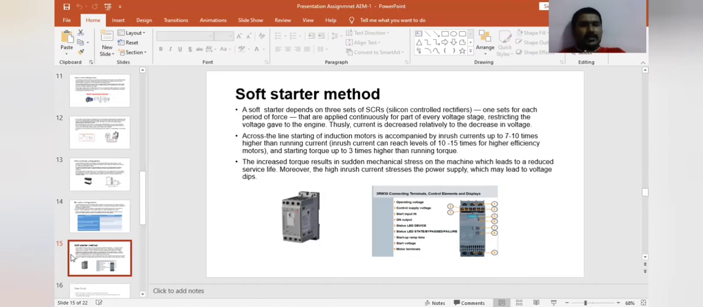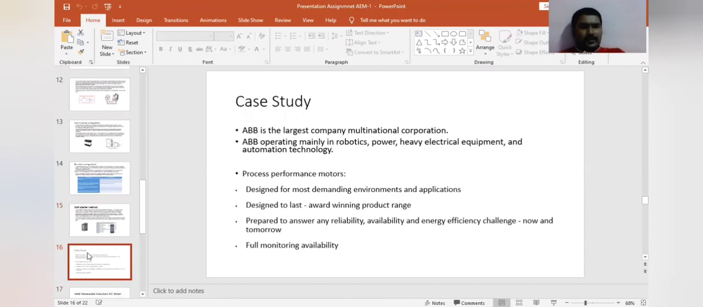So the induction motor draws up to 7 to 10 times of inrush current compared to the running current, which can go up to 10 to 15 times for a higher efficiency motor. The starting torque is up to 3 times higher than running torque. So the increased torque will result in sudden mechanical stress on the machine, which leads to a reduced service life. Moreover, a high inrush current affects the power supply, which may lead to voltage dips. That's all from me. Thank you so much.